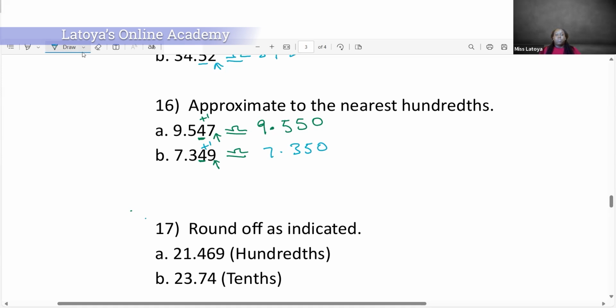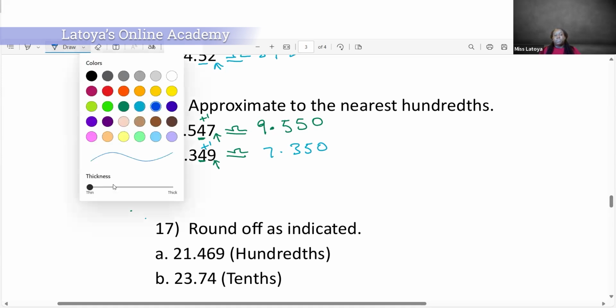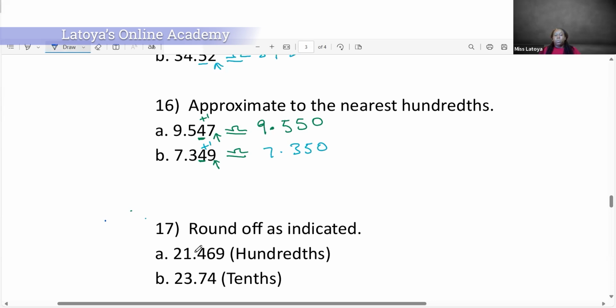Question 17 wants us to round off as indicated. So here we have 21.469. They want us to round off to the nearest hundredths. We underline the hundredths digit. Look at the digit on the right to see if it's 5 and greater. It is. So we would add 1 to the hundredths digit. No reason to touch 21.4. Our hundredths digit becomes a 7, and the numbers on the right we change to 0.